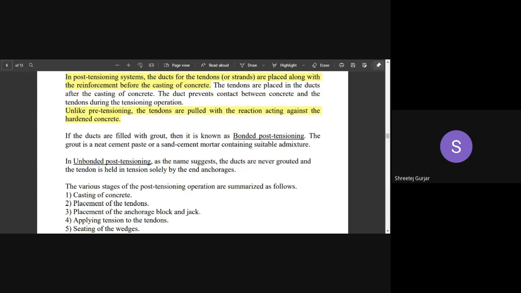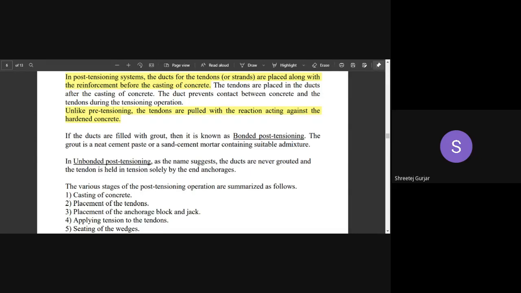So what is a grout? If you ask me what is a grout, grout is nothing but a cement paste. It is a cement paste or a sand cement mortar containing suitable admixture. So that is grout.